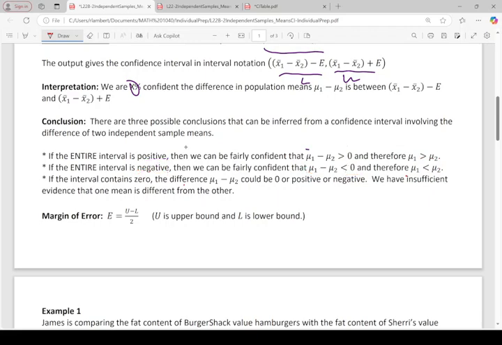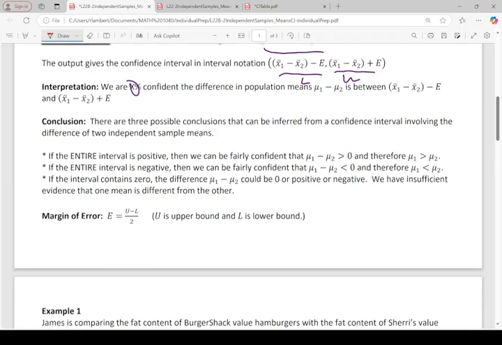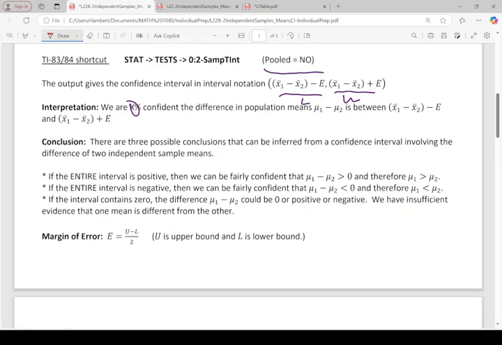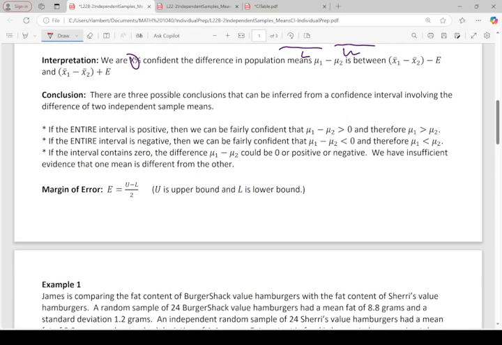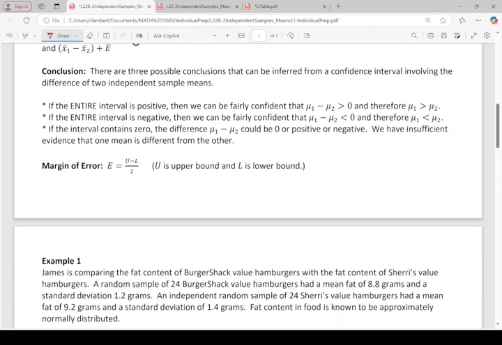And then the last case is if the interval contains 0, it's basically inconclusive, just like failing to reject a null hypothesis. We just don't know. We have insufficient evidence that either mean is different from the other, one is greater or less or even different. We don't have any evidence to support that. And then finally, the margin of error, if you need it, we can just take the upper bound minus the lower bound and divide by 2, because it's 2 E's worth to cover the distance from L to U.